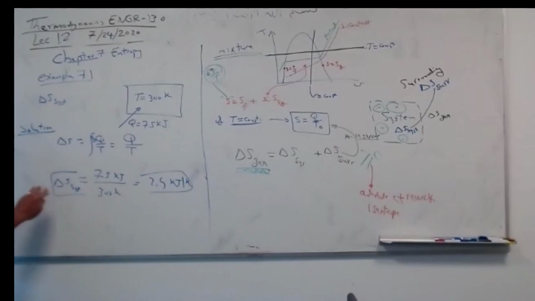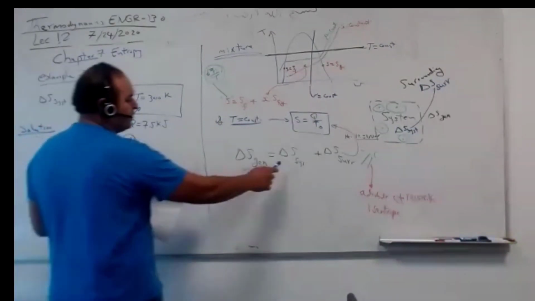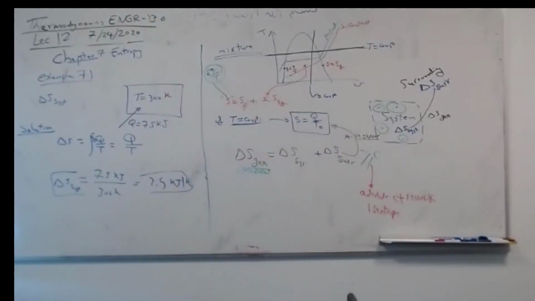By the way, delta S system can be negative. Delta S surrounding can be negative, but delta S generation must be positive. So this can be positive or negative, but the generation, the total, is positive. Okay, guys? Is it simple? Just Q over T because temperature is constant.